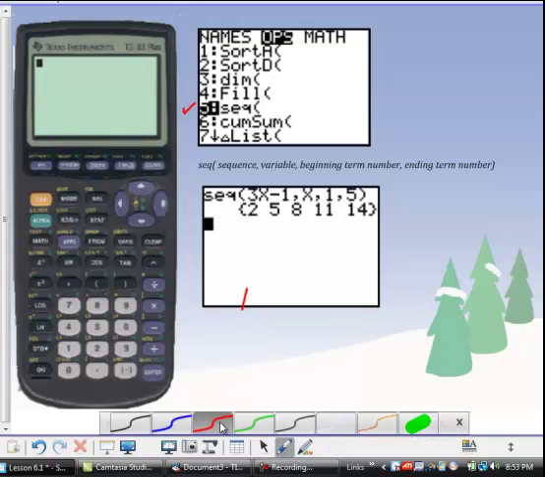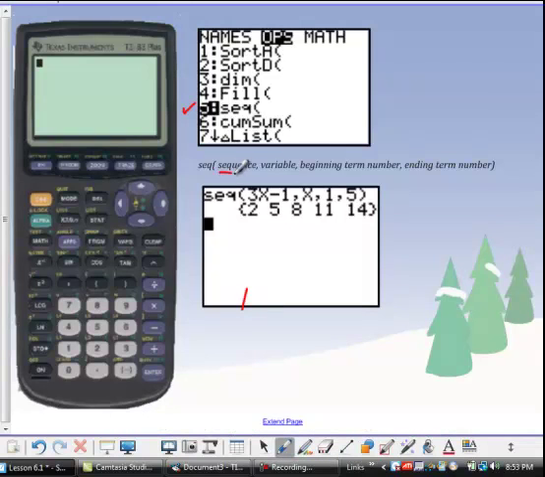what it does is it asks for the sequence. In other words, you're going to type in the formula. You're going to define the variable. In this case, it's always going to be variable x. You're going to put in the beginning term and the ending term. And in this example, there was my variable, 3x minus 1, there's the sequence, variable x, and I did the first 5 terms here, but you can see we got the same answers, 2, 5, and 8 as my first 3, and then the next 2 would be 11 and 14.